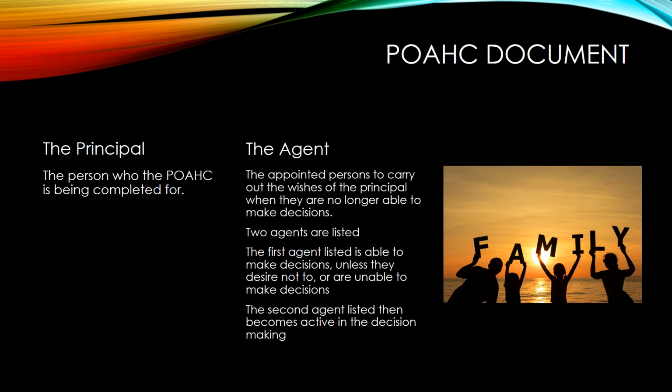So the principal, again, is the person that the power of attorney healthcare document is being completed for. The agent is the one that is to carry out the wishes. There are actually two agents listed on the form. The first agent is the go-to person, the one to make the decisions, unless they are not able or are unwilling to make the decisions, then that buck is passed down to the second agent listed. Then they become the decision maker.